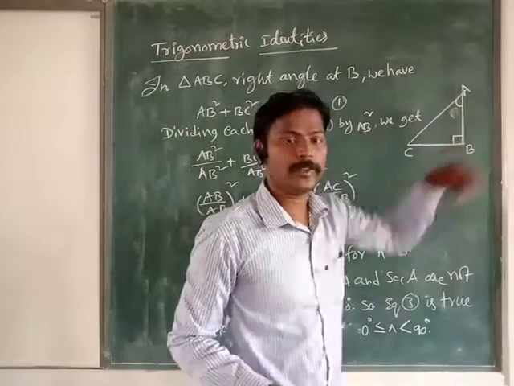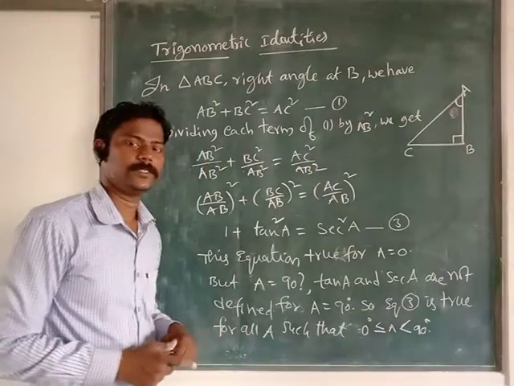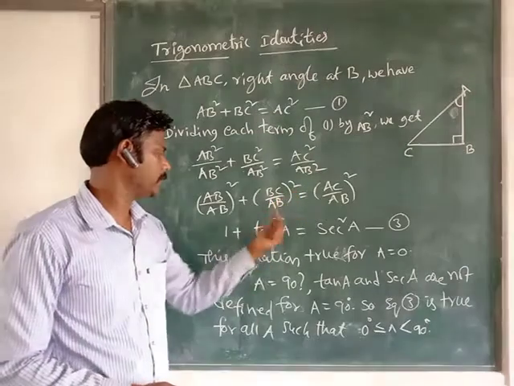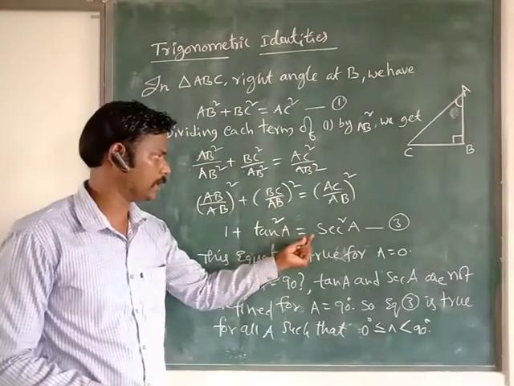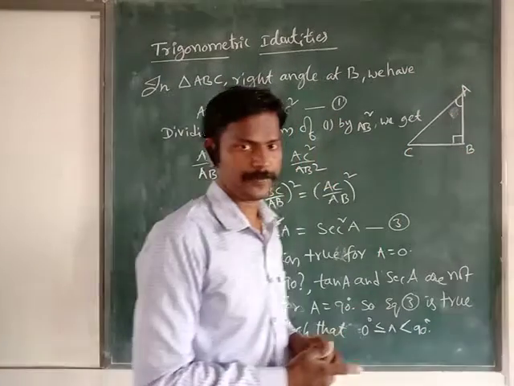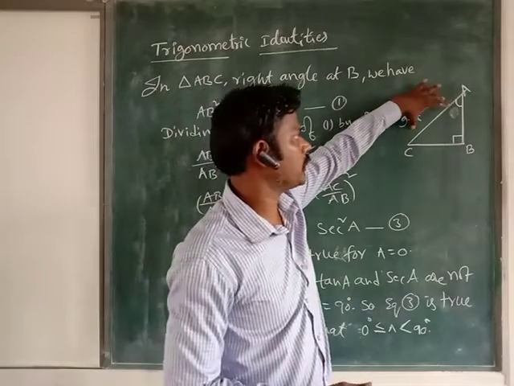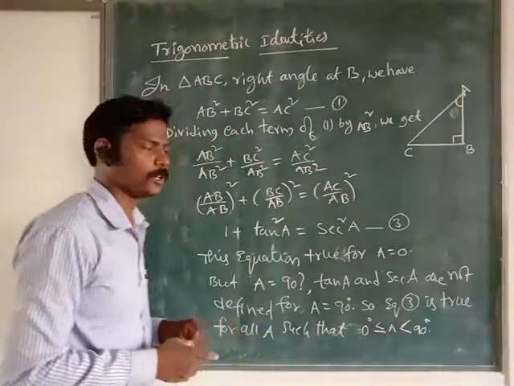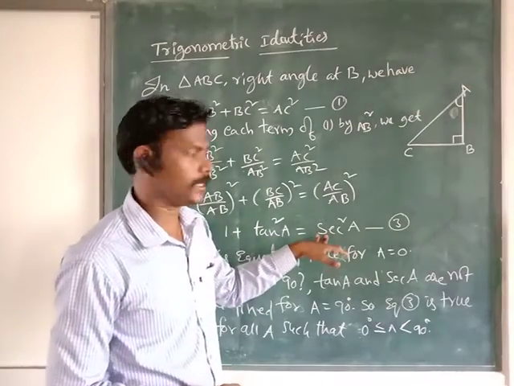BC by AB, which trigonometric ratio definition is that? Tan theta, that means tan A. Square is there, so tan square A is equal to AC by AB. AC by AB means what? Hypotenuse by adjacent. Which trigonometric ratio? Secant theta, that means secant A.